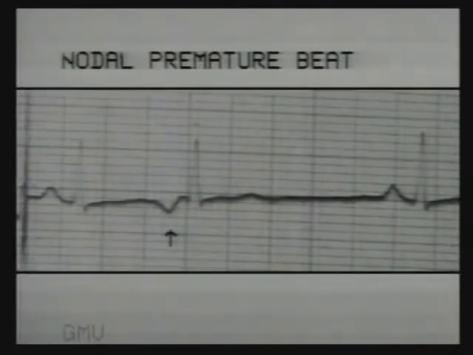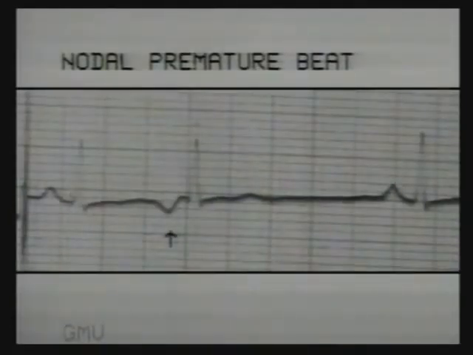This ECG shows a nodal premature beat with inverted P wave, normal QRS complex followed by a compensatory pause. The compensatory pause in a nodal beat may or may not be complete.